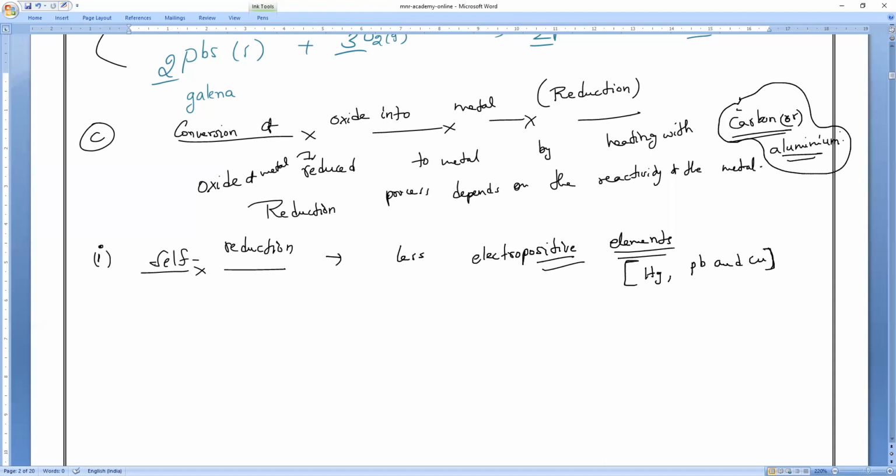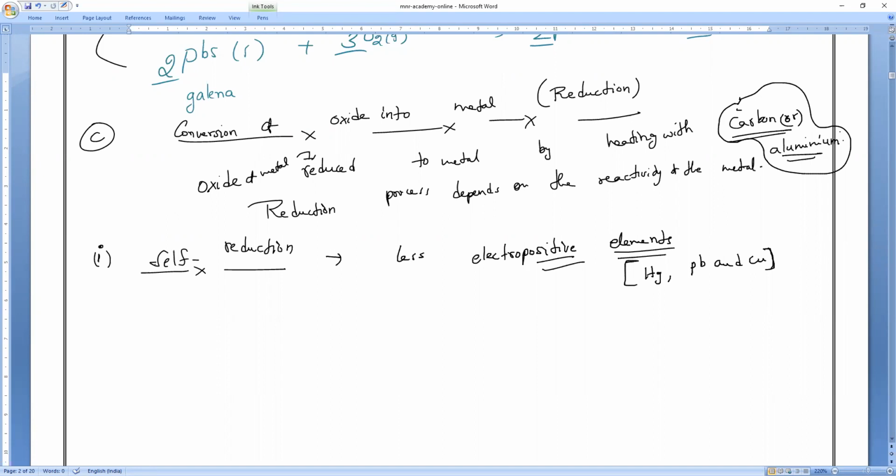These are the less electropositive elements, which are placed near the bottom of the reactivity series. Near the bottom of the reactivity series means below hydrogen or above hydrogen? Below hydrogen. Check it, everything is present below hydrogen. Of course, lead is present above hydrogen, but it is also almost less reactive only.